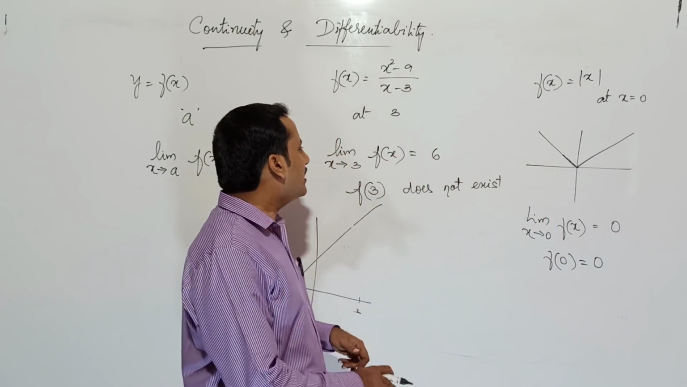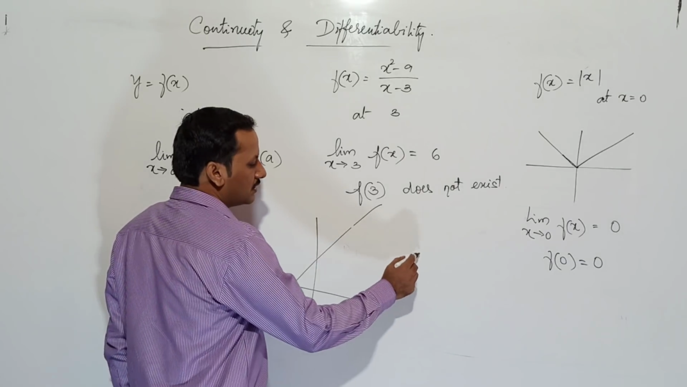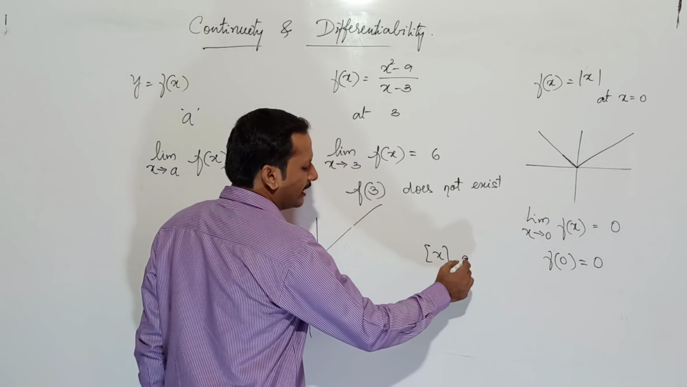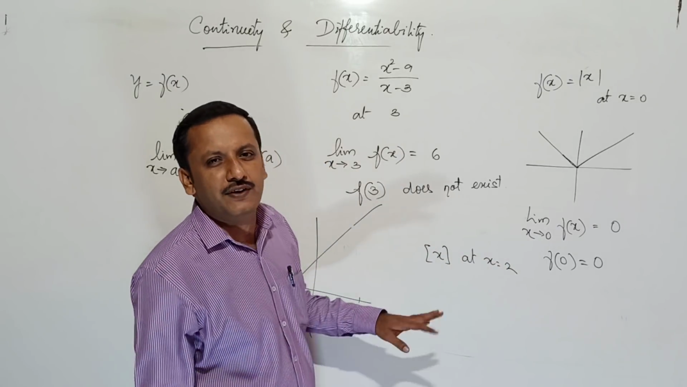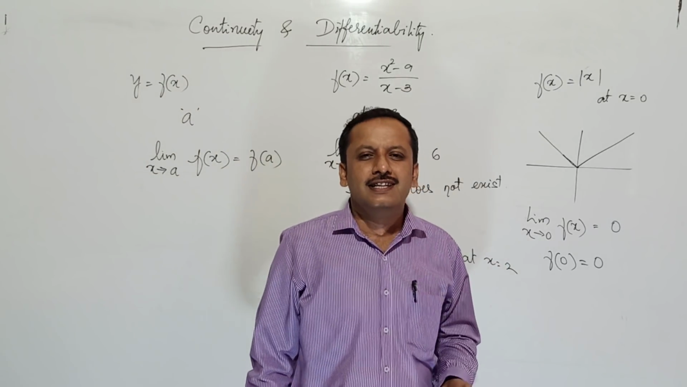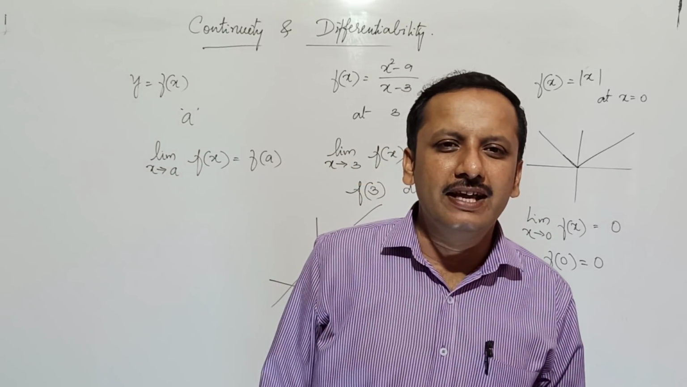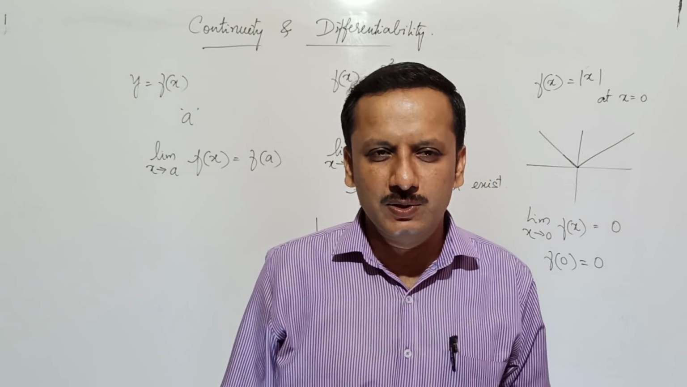Then one more example we discussed was the step function of x at x equal to 2. There we saw the limit itself does not exist. If the limit itself does not exist, then there is no question of it being continuous. It can never be continuous.